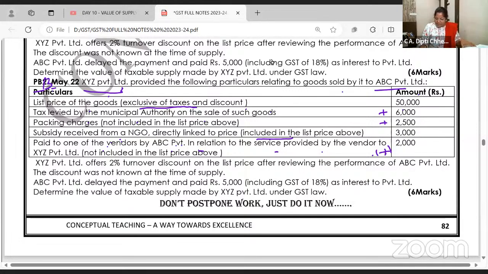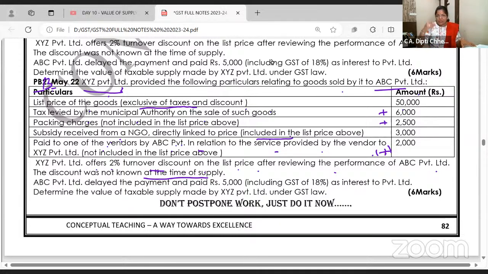Paid to one of the vendors: if the recipient is paying to a third party, add. XY Private Limited offers a 2% turnover discount on the list price after reviewing the performance of ABC Limited. This discount was not known at the time of supply. Mind map your flow chart. Discount is not known at the time of the supply. Then, will you include it?